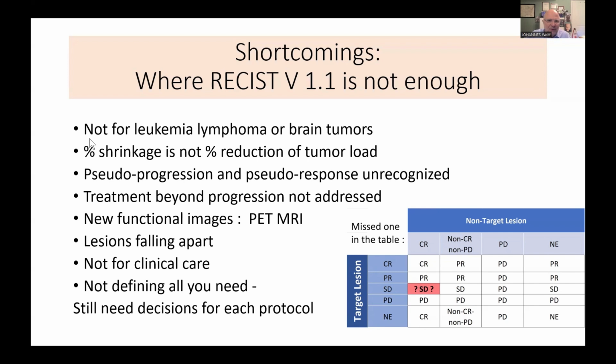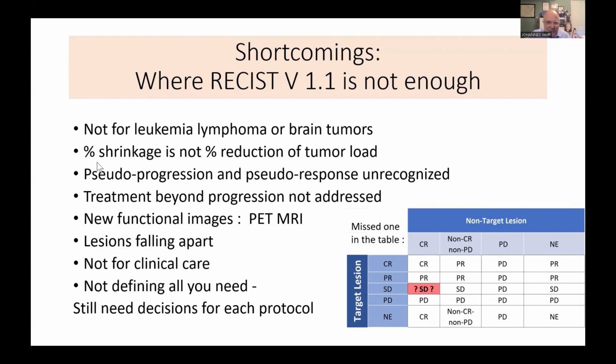So, first of all, this is for solid tumors. It's not for leukemia. In the paper, it says it's not for lymphoma or for brain tumors, although it can be used for this. Commonly for lymphoma, the Lugano criteria are used, and for brain tumors, the RANO criteria are used. Both of those use 2 dimensions as measurements.